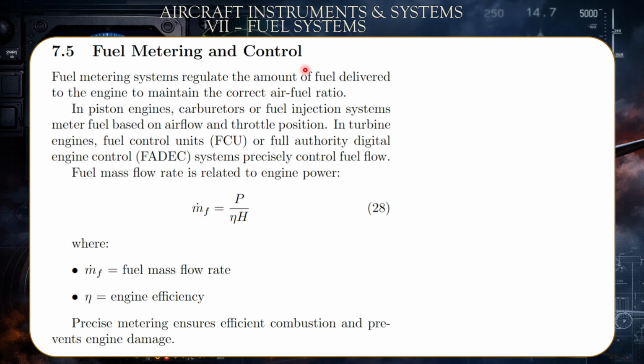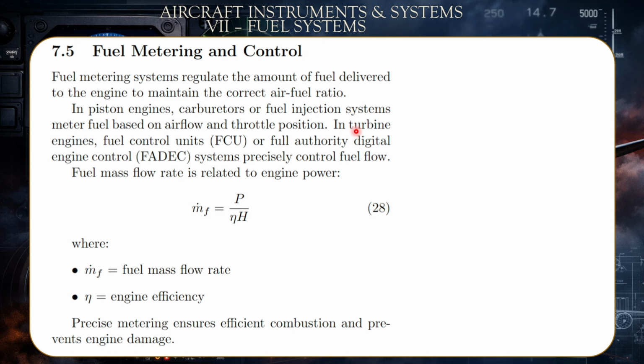Fuel metering and control. Fuel metering systems regulate the amount of fuel delivered to the engine to maintain the correct air-to-fuel ratio. In piston engines, carburetors or fuel injection systems meter fuel based on the airflow and throttle position, like the position of the pedal within the car, okay? The position of the pedal inside the car would determine how much fuel the engine is getting, as an example.